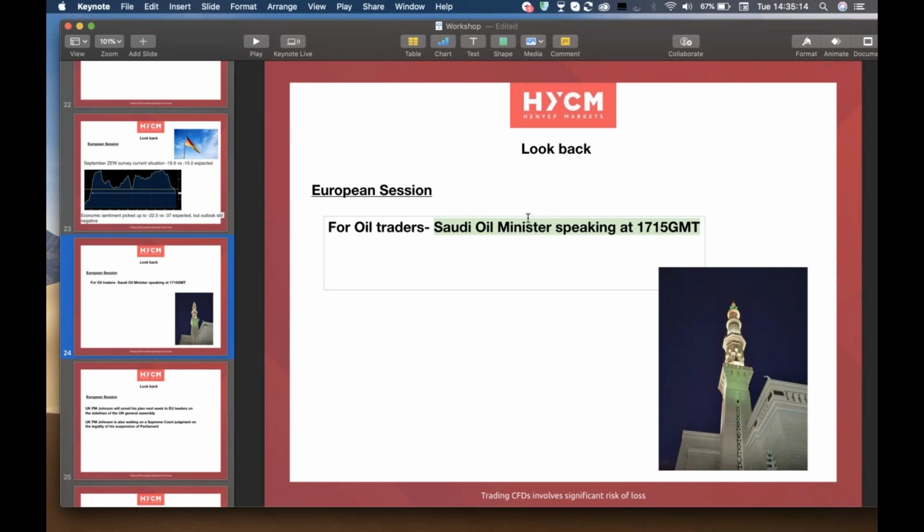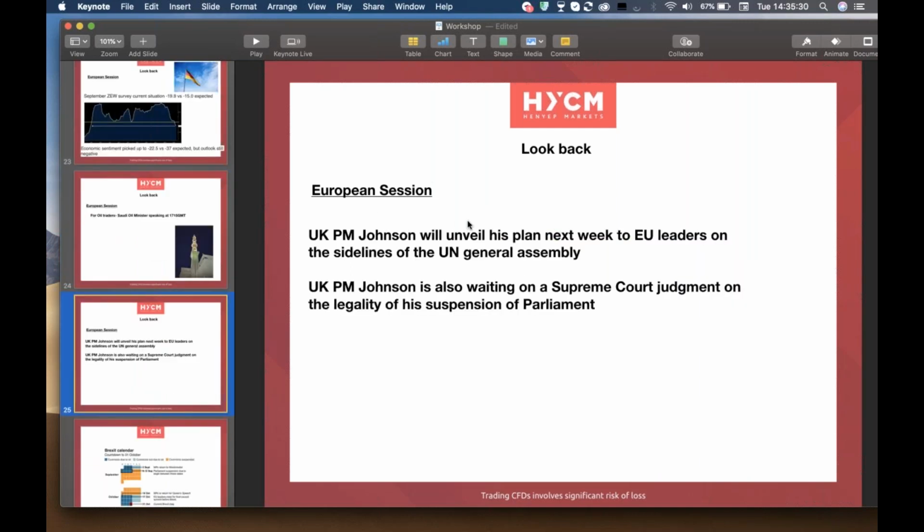And again, if you're trading the Canadian dollar, then you want to be aware of that as well. Okay, because if you're trading Canadian dollar, remember oil impacts the Canadian dollar. So don't forget that basic correlation.